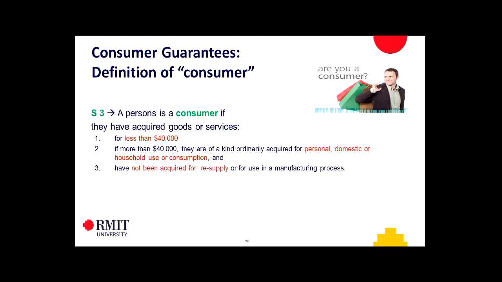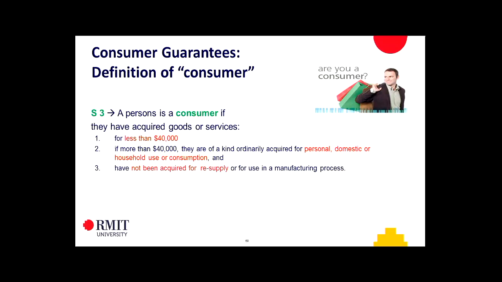The other test you need to satisfy, has it been acquired for resupply? So let's think about a baker who owns a bakery and they buy flour. Flour's under 40,000. And it's also something of a kind that you would purchase for a house anyway. So it satisfies the first part. But what the baker's doing is transferring that flour into something to sell. So it's been acquired for resupply. So that baker won't be protected by consumer guarantees.